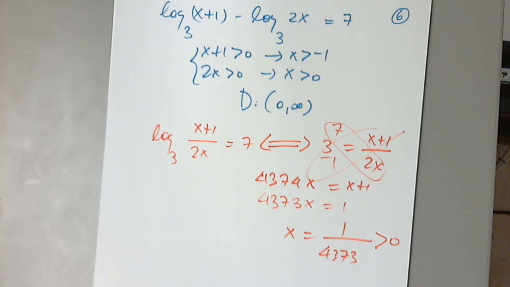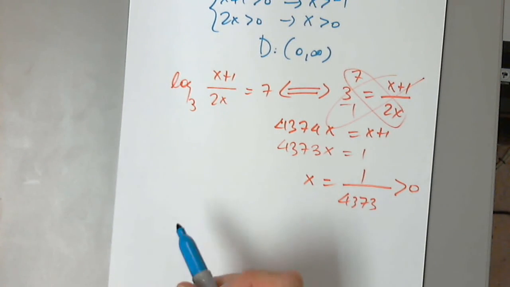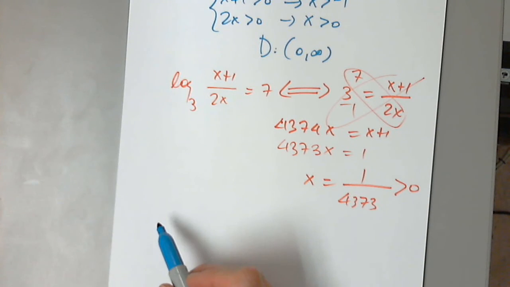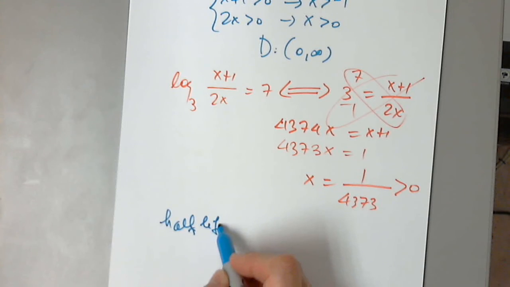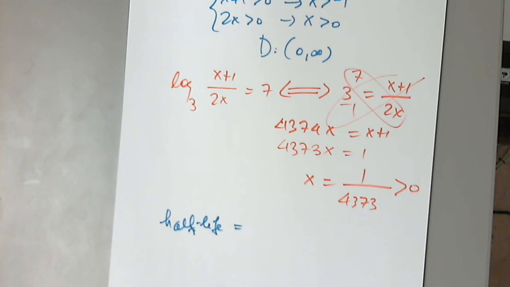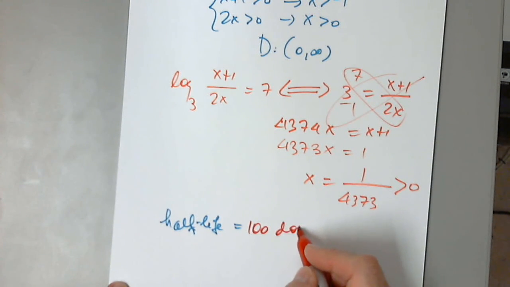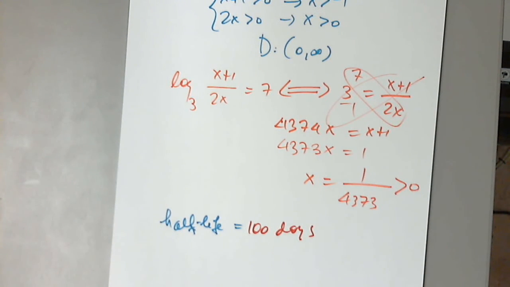Not enough problems here. So let's suppose we have a radioactive substance whose half-life is... how many days would you like? Half-life of a radioactive substance. Let's say 100 days. We're just making up a problem.